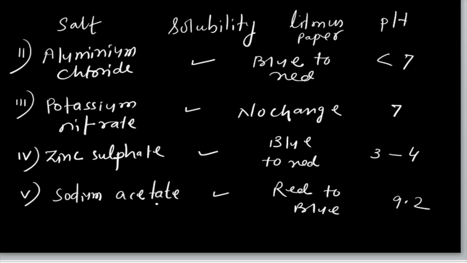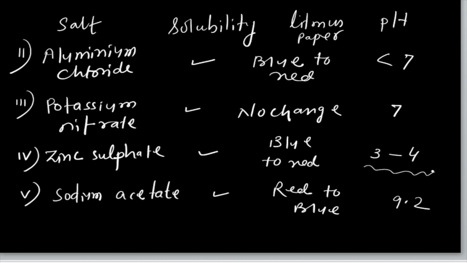Zinc sulfate, see, here is soluble in water and litmus paper changes blue to red. What do you mean, blue to red? Red means it is acidic in nature. If red to blue, then basic nature. Then the pH is 3 to 4, and 3 to 4 pH means it is acidic in nature.